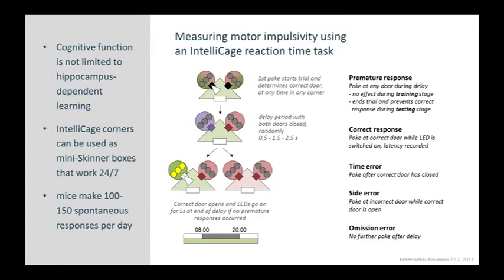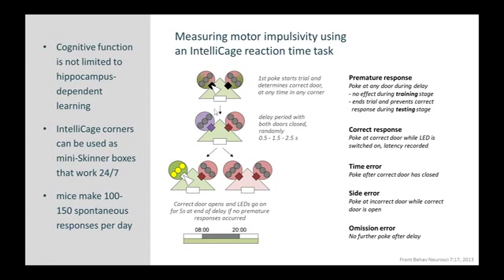cognitive function. It's designed to measure motor impulsivity, which is defined as a reduced ability to withhold inappropriate responses. Motor impulsivity is classically tested in Skinner boxes in reaction time tasks. So what we try to do here is to use these learning corners as sort of a mini Skinner box and to implement a reaction time task there.